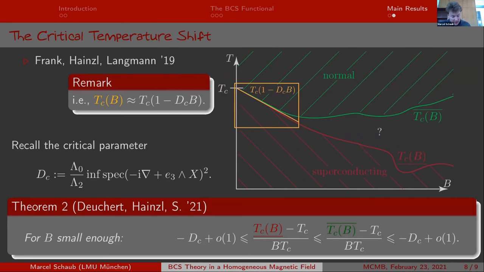I should say that this was investigated in a linearized setting of BCS theory in 2019 by Frank, Hainzl and Langmann. And what we do now, or how you can interpret this result here, is that we justify this linearization, and we confirm that the same critical temperature shift applies to the full BCS functional.